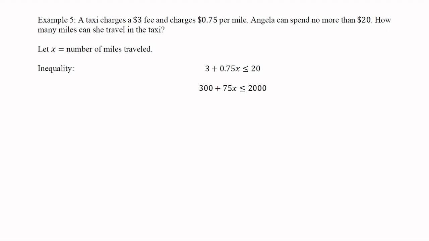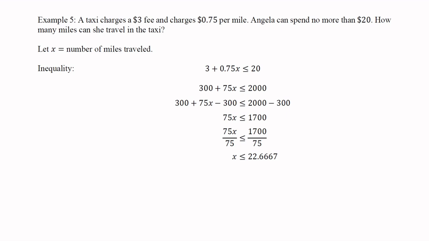So we're going to solve this, and we're going to use the method that I've previously mentioned of multiplying everything out to get rid of the decimal. If we multiply everything by 100, 3 becomes 300, 0.75 becomes 75, and 20 becomes 2,000. Remember, multiplying each side by 100 changes nothing. Both sides preserve the inequality because we're doing the same thing to both sides. Subtract 300 from each side, and then divide each side by 75, and we get x is less than or equal to 22.6667.